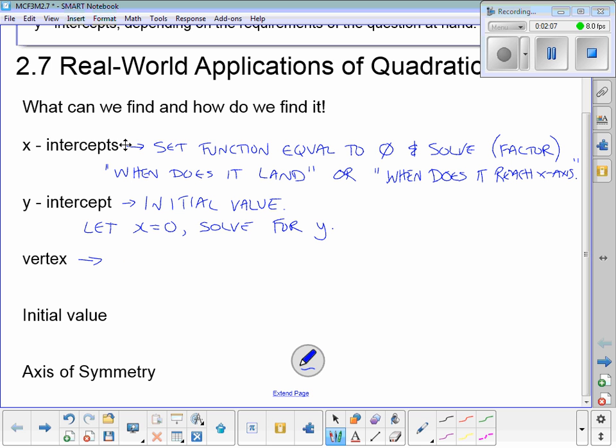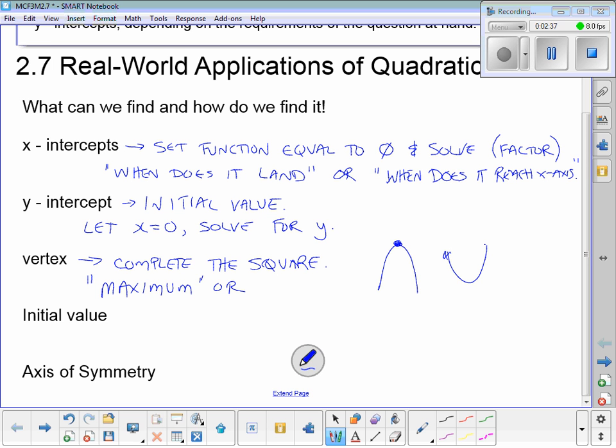Vertex, we need to complete the square. And this one's pretty easy to know when that happens because we have to use the word maximum or minimum in the question. So what is the maximum value? For a parabola, this is the highest point. This is the minimum value, or the lowest possible value. So those are the two key words. As soon as you see max or minimum, you know you're going to have to complete the square.